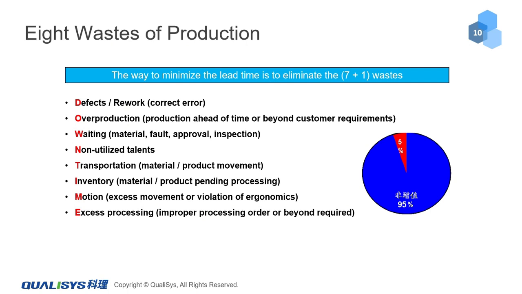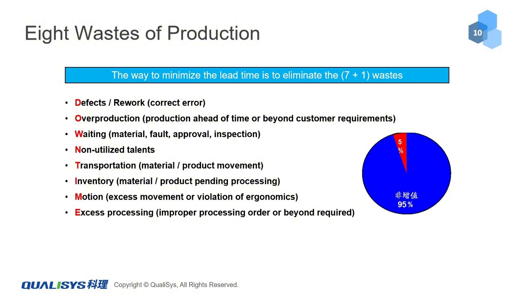Inventory. There are three types of inventory. You may have inventory of raw material, inventory of semi-finished products, and inventory of finished product. All those inventories in lean are a waste. Sometimes it's inevitable that you must have some level of inventory, but try to minimize it, reduce it.